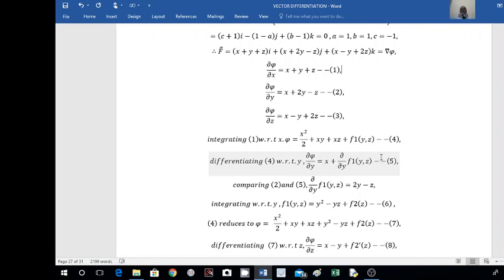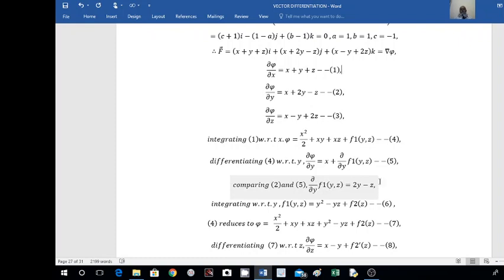Now comparing equation 2 and equation 5. What is here? x plus 2y minus z is there. Here I have x plus dou by dou y of this. That means here, in place of this, I have 2y minus z. So that means here dou by dou y of f1 of yz is nothing but 2y minus z.